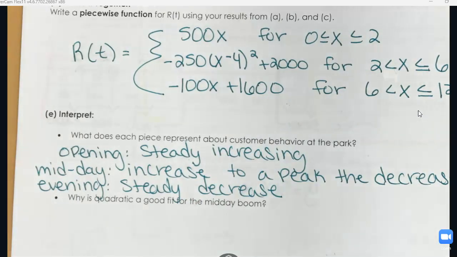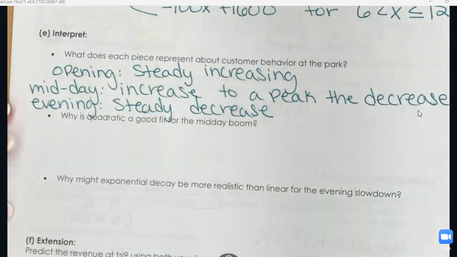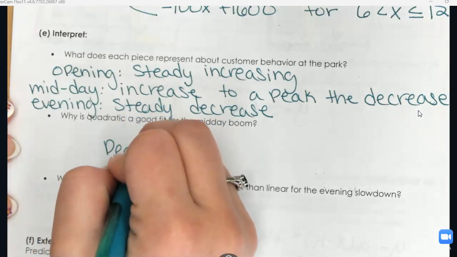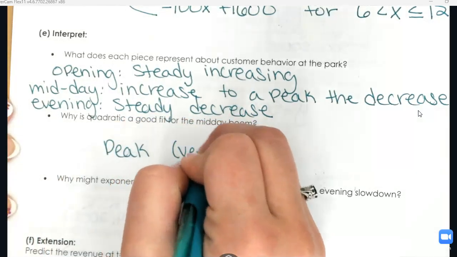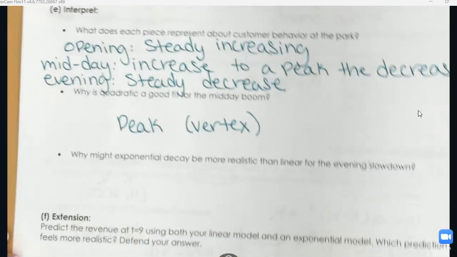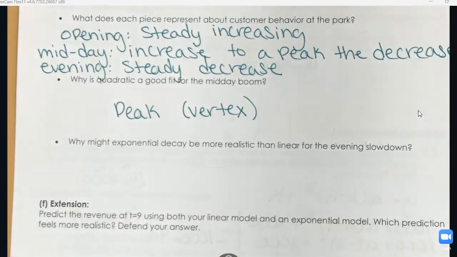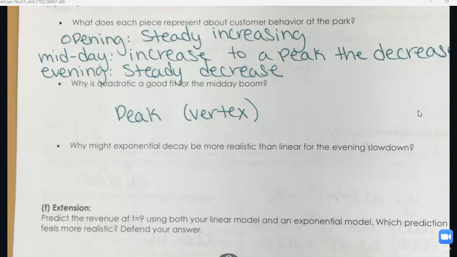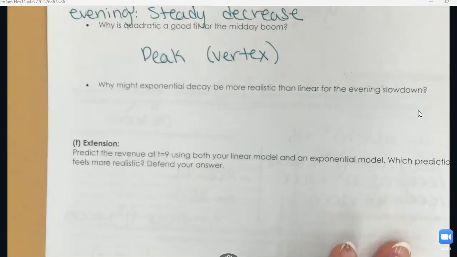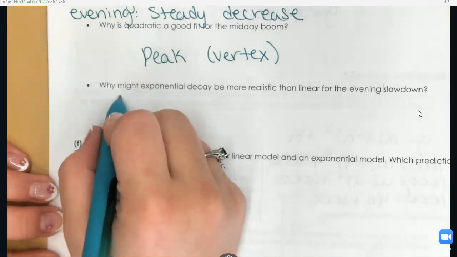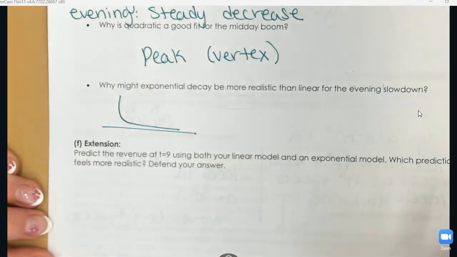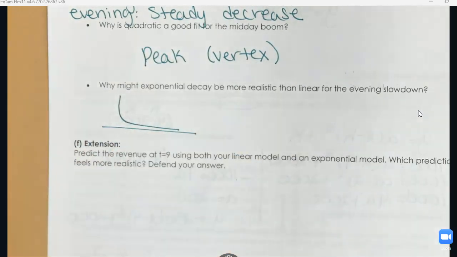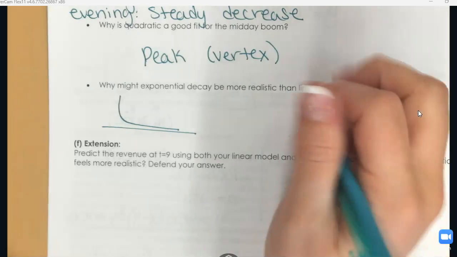And so why is a quadratic a good fit for that midday boom? Well, because we have a peak, aka the vertex here. And why would an exponential decay model be more realistic? Well, it actually wouldn't, because if you think about exponentials, they have that horizontal asymptote. So if I had an exponential, it would never reach 0. But in reality, at some point, our revenue is going to reach 0 when everybody leaves the park. So it's actually not.